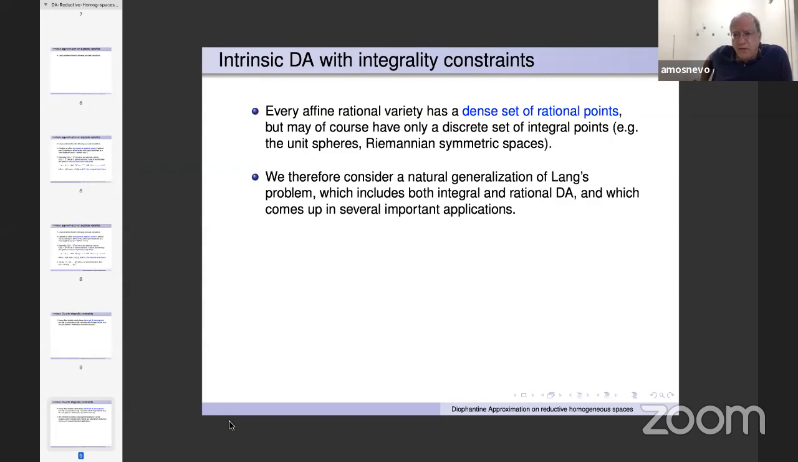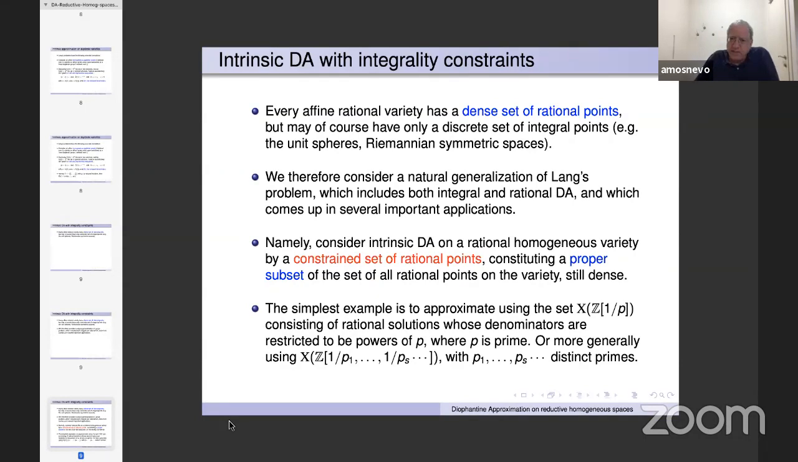And so therefore, we consider a natural generalization of Lang's problem, which includes both integral and rational Diophantine approximation, and which comes up in several important applications. I want to emphasize this point that the problem we're going to formulate is not just something motivated by mathematical generality or completeness. It's motivated by some very, very important applications. Maybe I'll mention one in just 1 minute. So we consider intrinsic Diophantine approximation on a rational homogeneous variety by a constrained set of rational points, constituting a proper subset of the set of all rational points on the variety. Of course, a proper subset which is still dense.